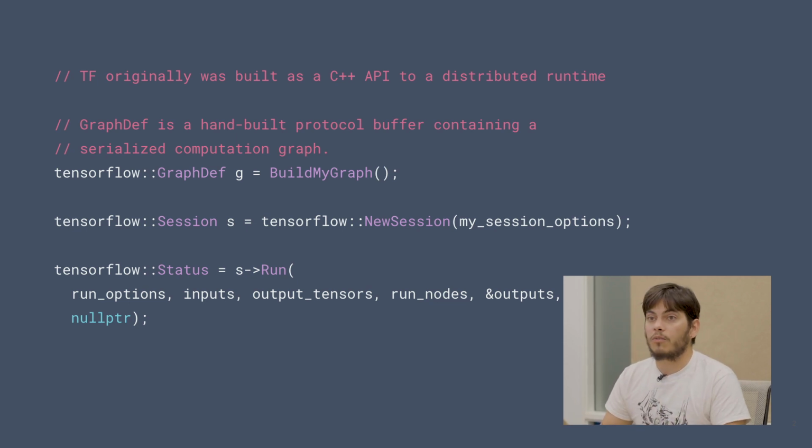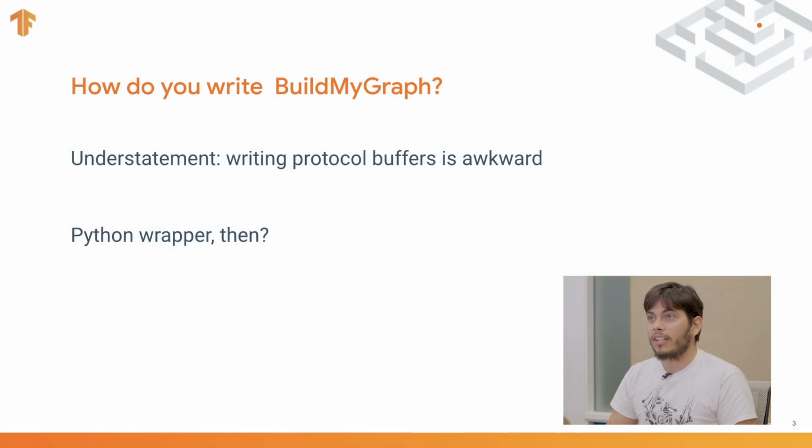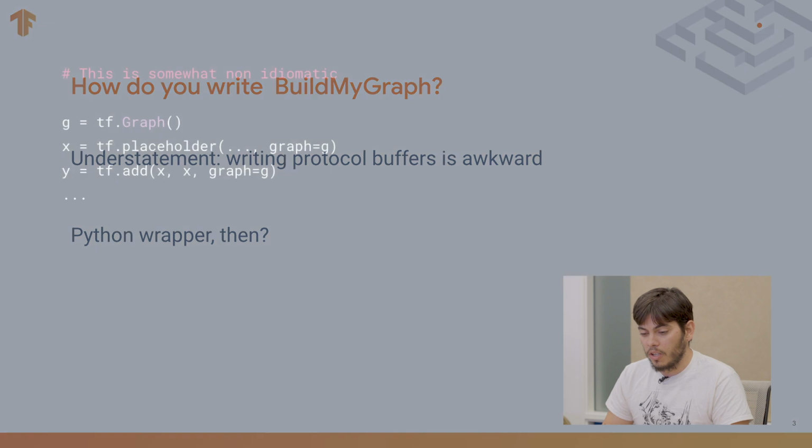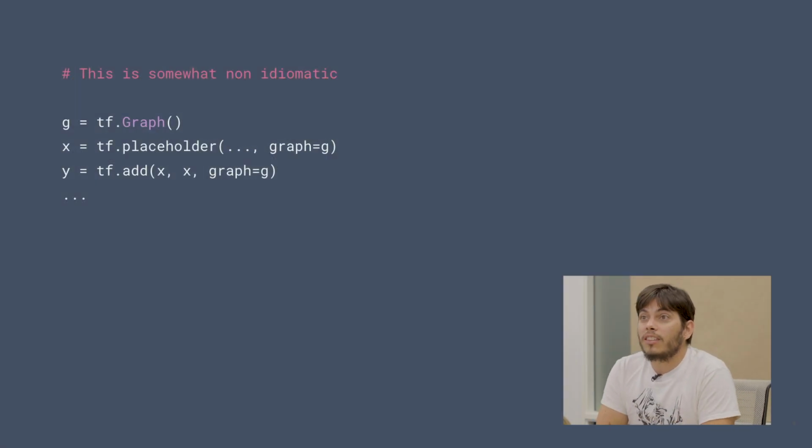So this is very nice and convenient if you're writing in C++ and if you're programming at this level. You generally write the code that looks like this once, and you spend your entire life as a TensorFlow developer writing the little part that I abstracted out called build my graph. And I think it's an understatement to say that just manually writing protocol buffers is very awkward. So we very, very quickly decided this is not a good way to go, and we built an API around it. And the first version of the API was very explicit.